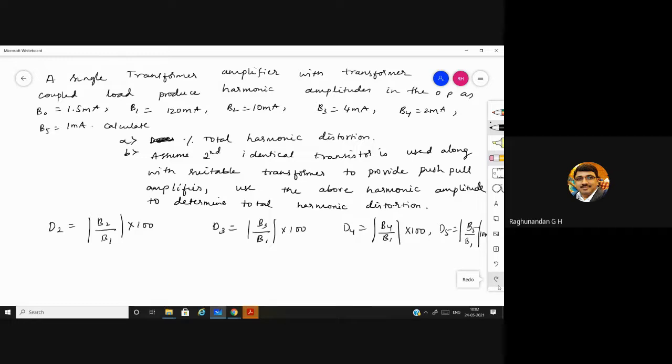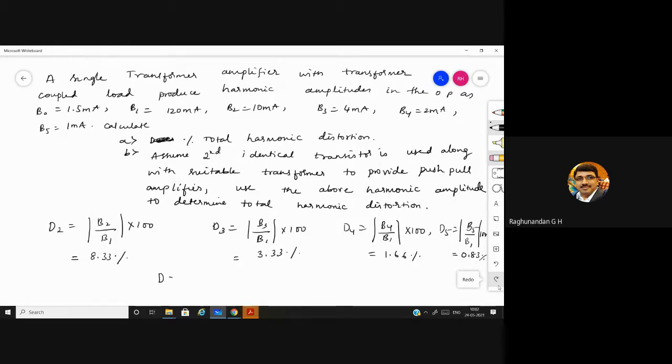So what is the D2 value? Is it 8.33? Yes, 8.33%. D3, I think it is 3.33%, then 1.66%, and the other one 0.83%. So these are the values we have got.